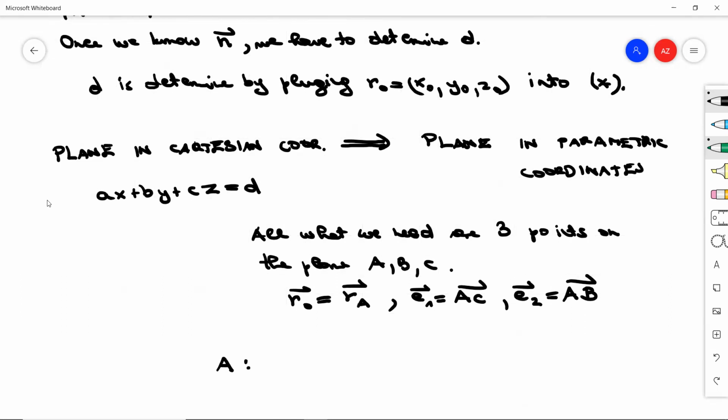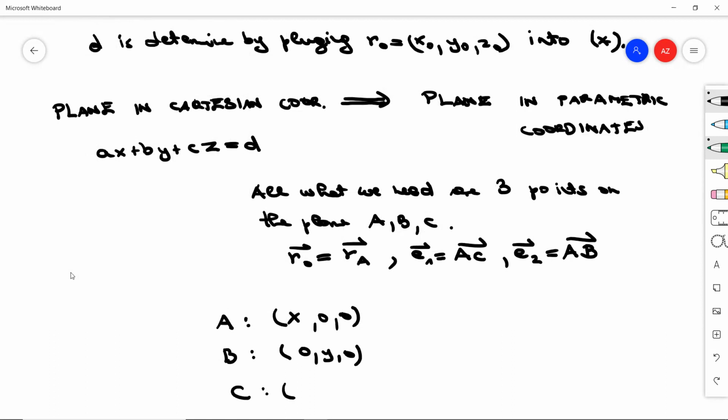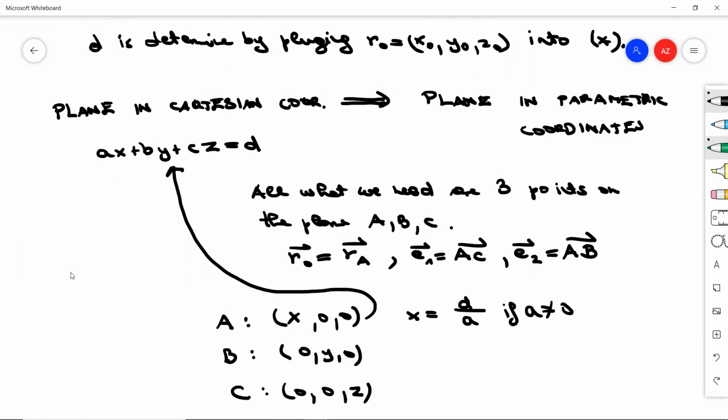And to get A, we can simply try to compute A00. Let's say here, X00, the candidate for B is 0Y0, and the candidate for C is 00Z. These are the most natural candidates, and we plug them here, and we get that X is D over A, if A is non-zero. If A is 0, then this candidate is not appropriate, so we must change it. Then Y is D over B, if B is non-zero; again, if B is 0, then this candidate is not appropriate. And for C, Z is D over C if C is non-zero.